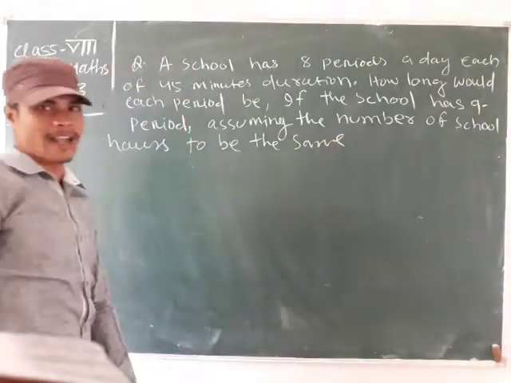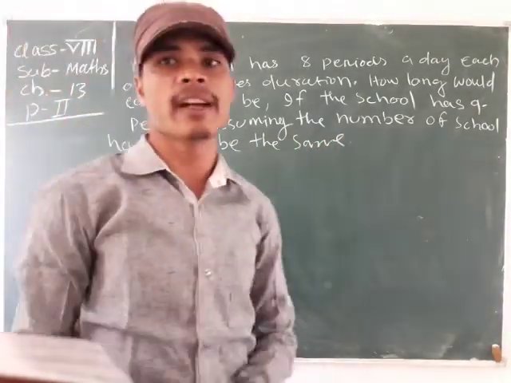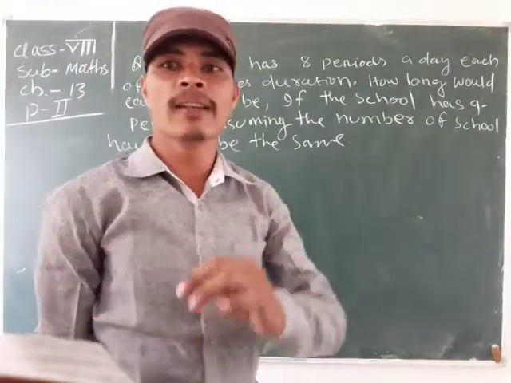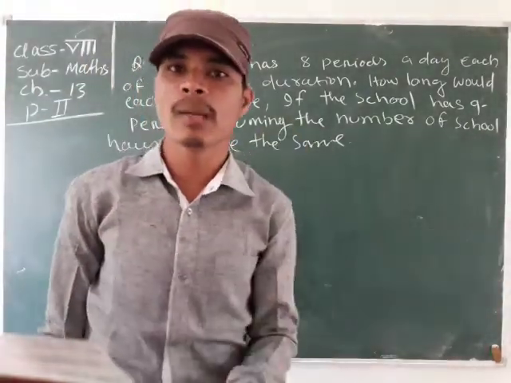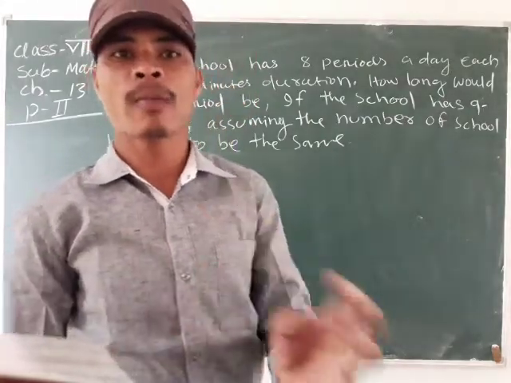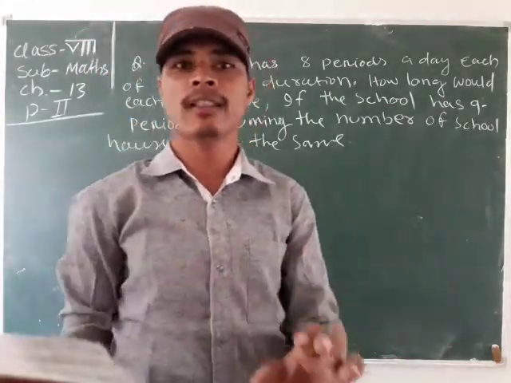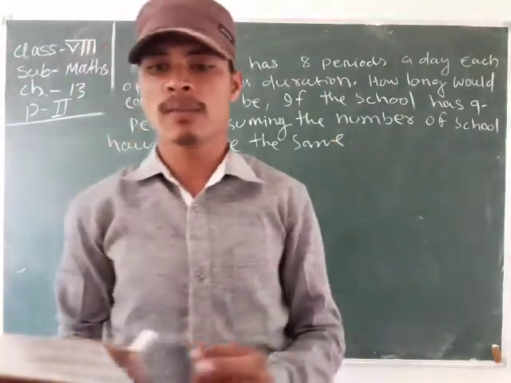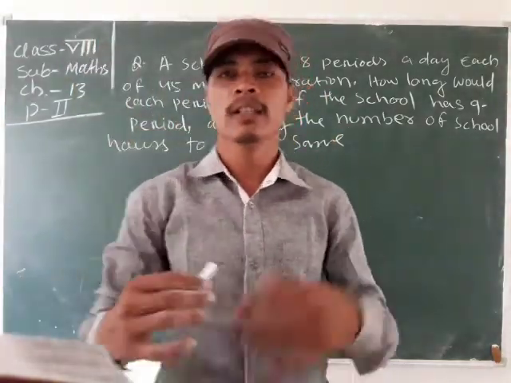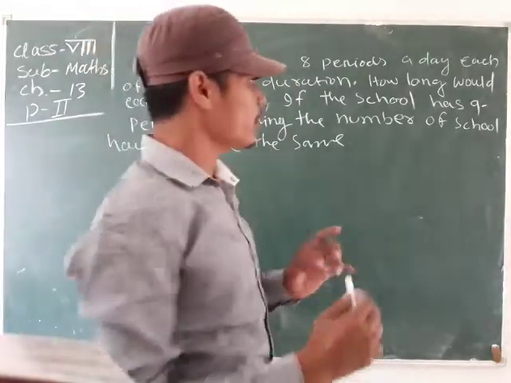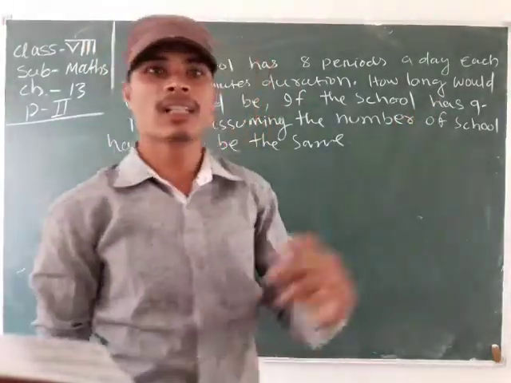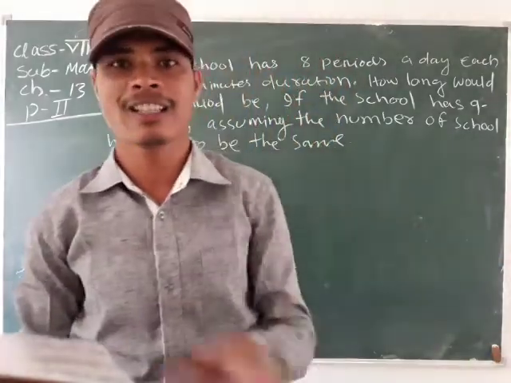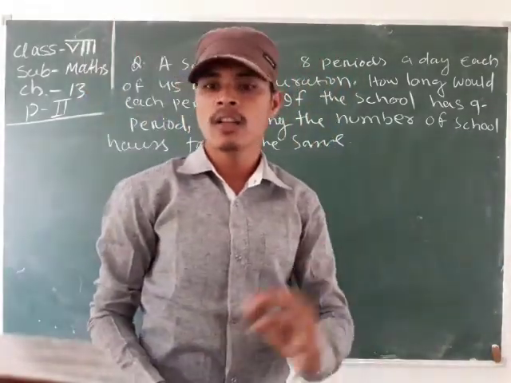Here the question is asked about a school where there are 8 periods and each period is 45 minutes. When the periods are increased by 1 and the school timing stays the same, how much time is taken by each period? That means we can find how many minutes each period will be. If 1 period is increased, obviously the duration of each period will increase or decrease. So how can you find it?